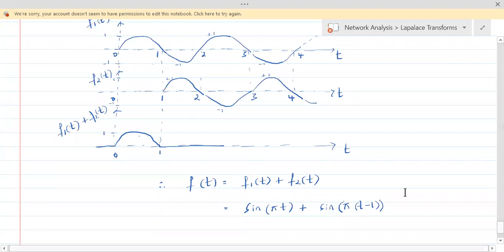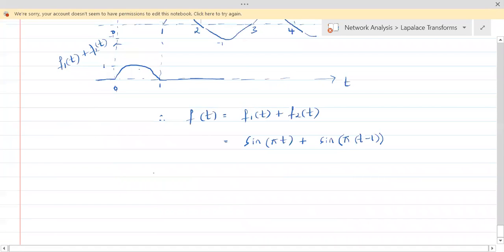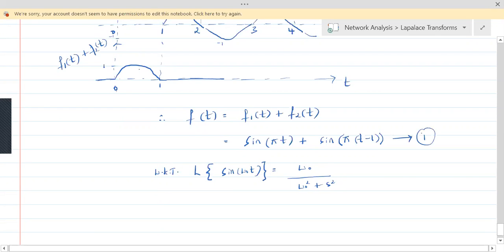Fine. Now, what is sine pi t? We know by standard transform that the Laplace transform of sine omega naught t is omega naught by omega naught square plus s square. Call this equation number 1. Let this be f of t.